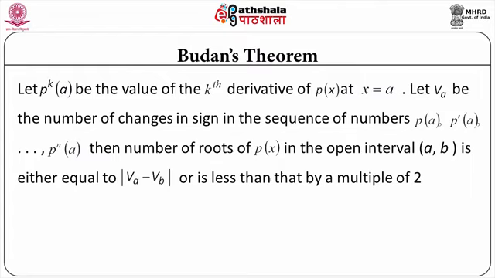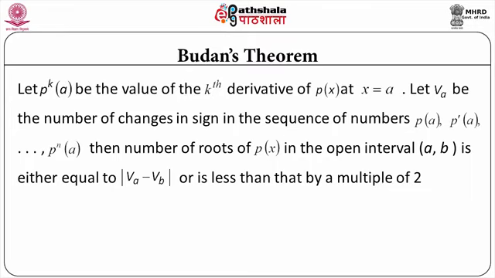Now, let V_a be the number of changes in sign in the sequence of the numbers p(a), first derivative of p, second derivative of p, and so on up to the nth derivative at a. Then the theorem says the number of roots of p(x) in the open interval (a, b) is either equal to the absolute value of the difference V_a minus V_b, or less than that by a multiple of 2.